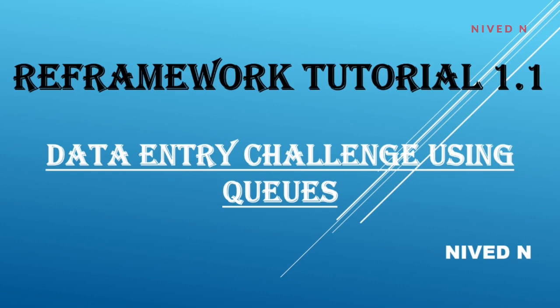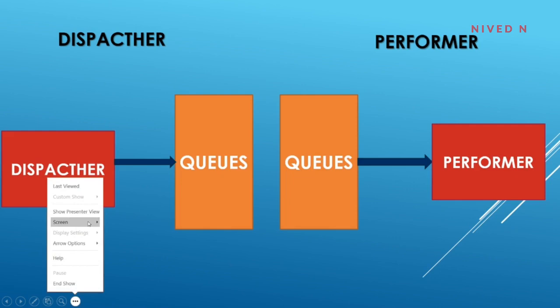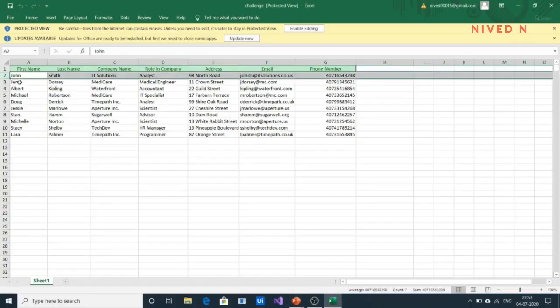For this tutorial, we have to create two workflows. One is the dispatcher and the other is the performer. You know that RPA challenge. In this RPA challenge, I'll show you the data. Yeah, this is the data we have to input into the required form fields in the RPA challenge website.